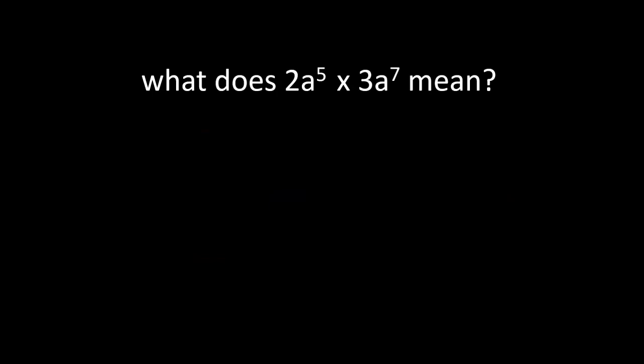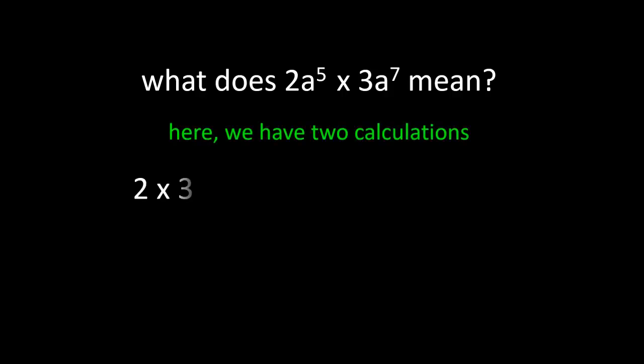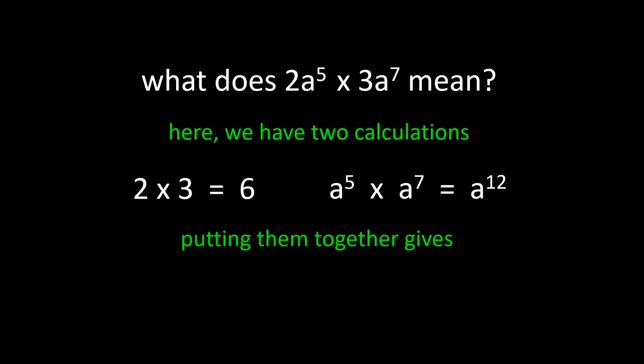2a to the power 5 times 3a to the power 7. Well, we've got 2 things going on. First thing, we got 2 times 3. Well, that's 6. And then we got a to the power 5 times a to the power 7. Well, we know from the first part of this video that is a to the power 12. So actually, putting them together gives us an answer of 6a to the power 12.